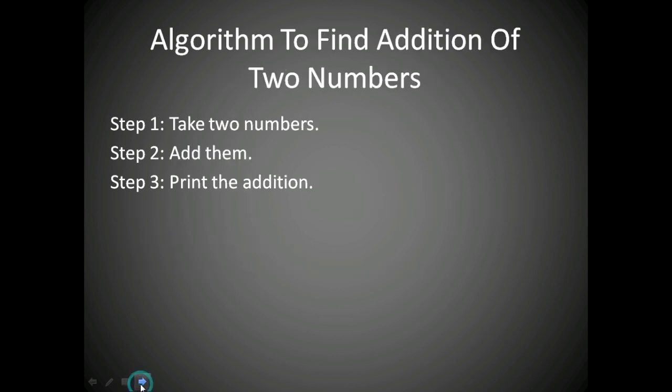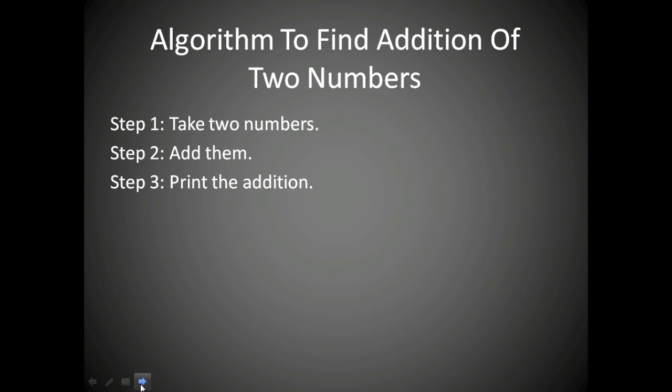So see the next algorithm, to find the addition of 2 numbers. First, take 2 numbers, you have to ask for 2 numbers, add them, print the addition. So these are basic steps. You cannot say that this is a full-fledged algorithm. These 2 examples which I have discussed, one for sending mail to friends and another for addition of 2 numbers, are simply basic steps which normally we follow.